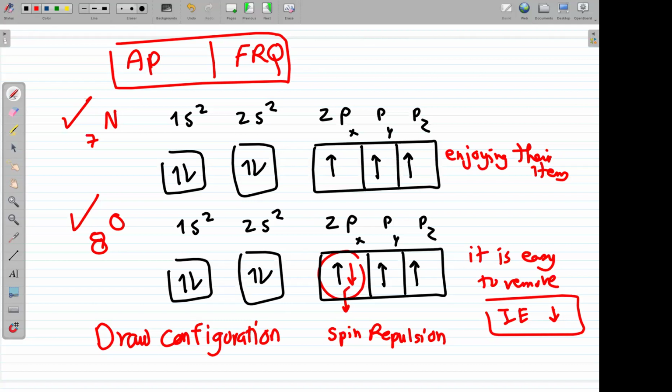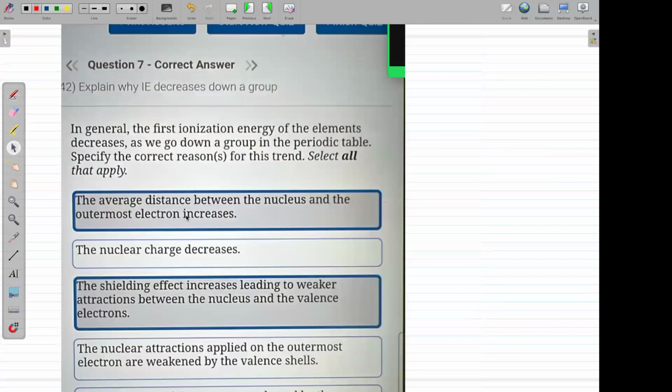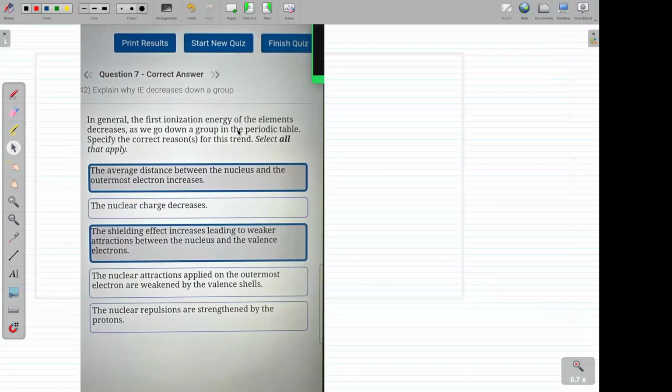You'll show him clearly, this is the one that's making the repulsion. Okay, next question is question number 7. The first ionization energy, generally, the first ionization energy of the elements decreases as we go down a group.